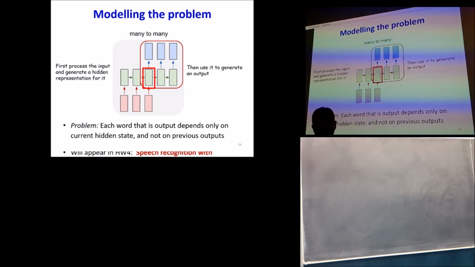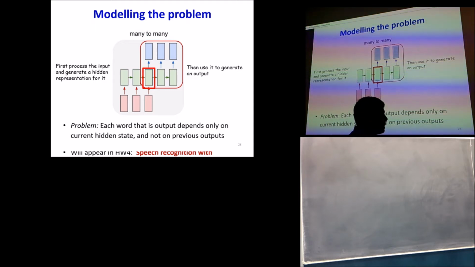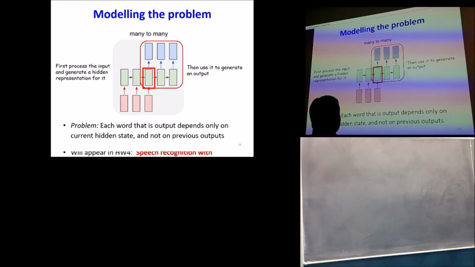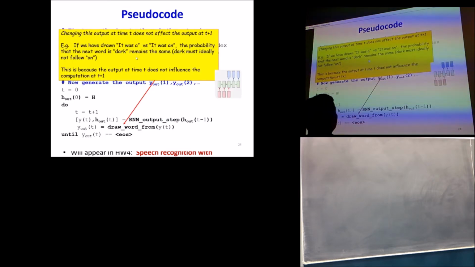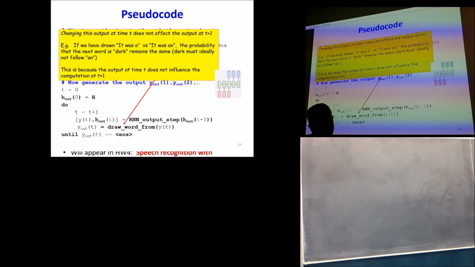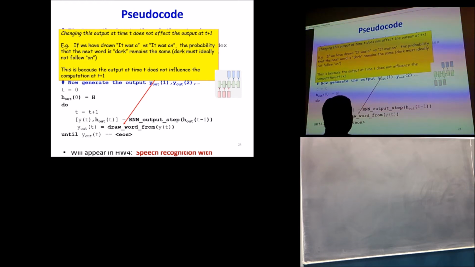And we know that an is not followed by words that do not begin with a vowel. So it can break all of these dependencies if I don't actually consider the word that was output. Here again, if you have already generated "it was a" versus "it was an", the probability that the next word is dark remains the same regardless of whether you generated a or an as the last word. And this is because the output at time t does not influence the output at time t plus 1.